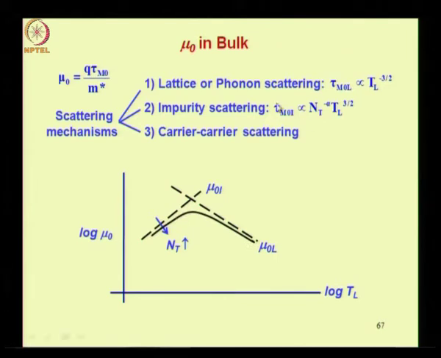So combining the lattice or phonon scattering and the ionized impurity scattering, you get a mobility versus temperature behavior as shown here. So for very low temperatures the mobility increases, reaches a peak and then falls off. So normally when you are operating around room temperature, you would be somewhere here where the mobility falls with temperature, because the phonon scattering or lattice scattering would dominate.